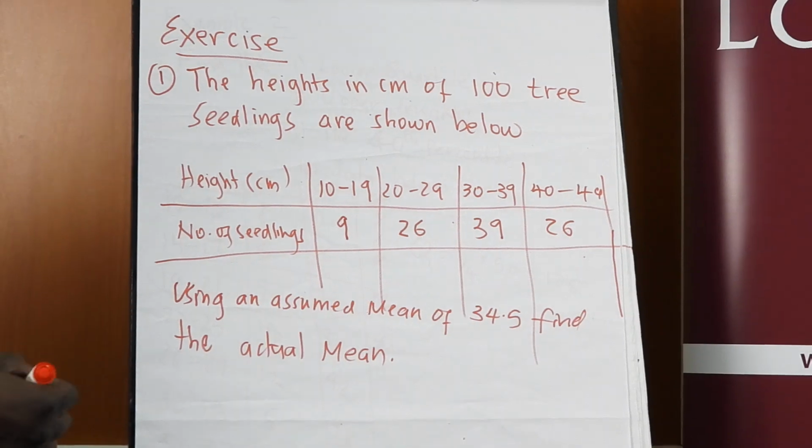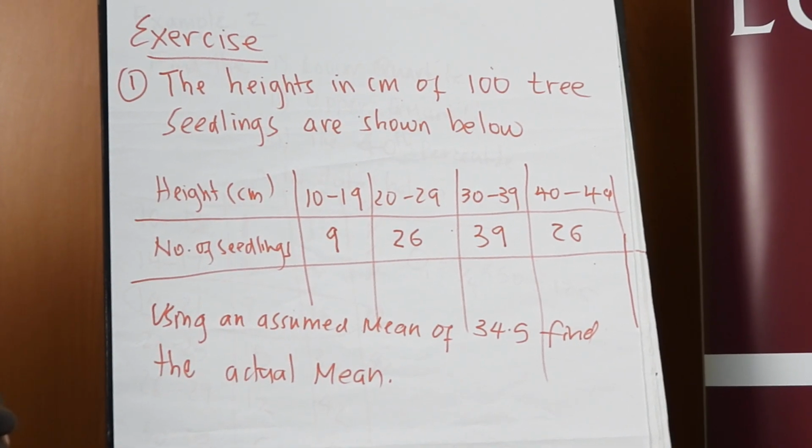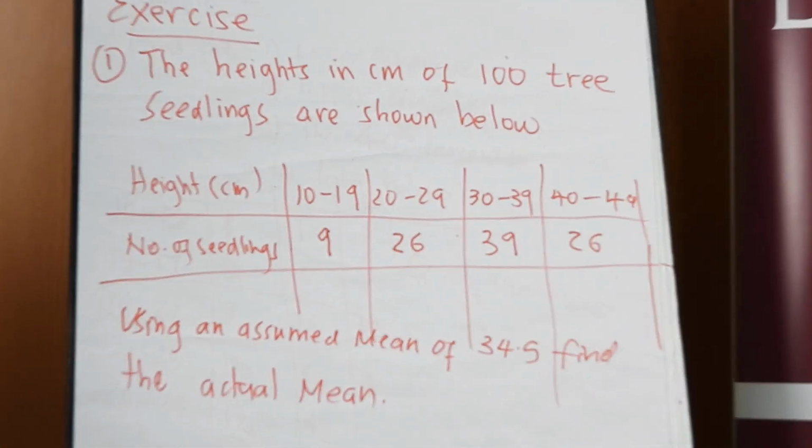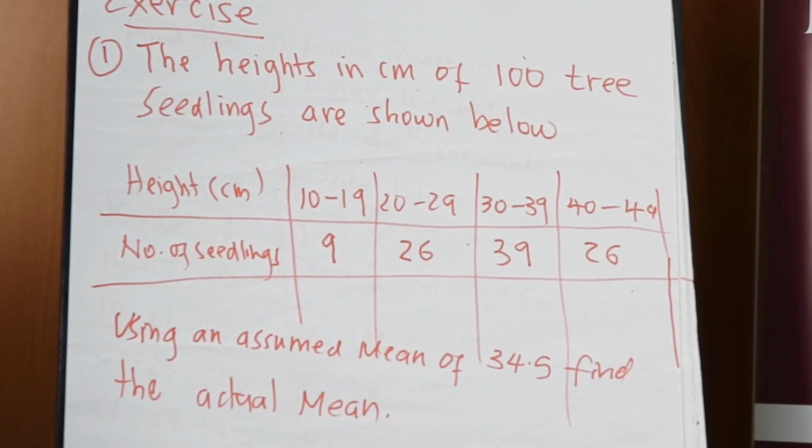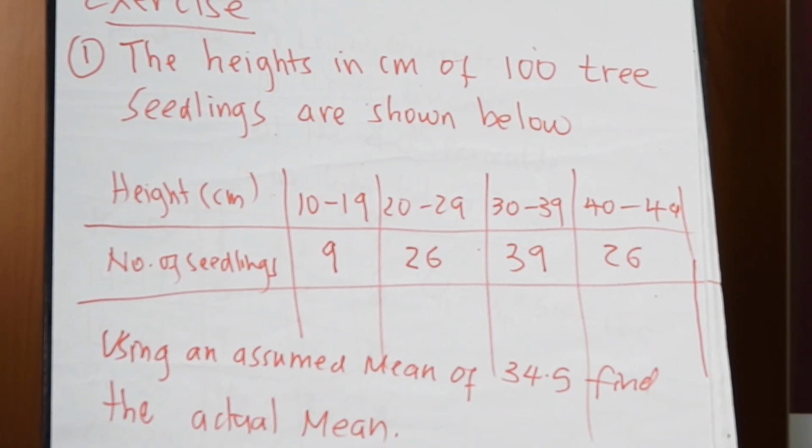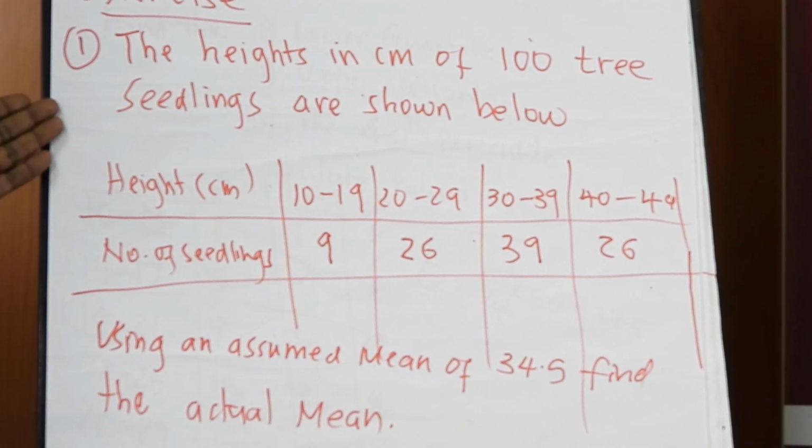Try this exercise using an assumed mean of 34.5. Find the actual mean for the data. The data is 10 to 19, the frequency is 9. That is the number of seedlings against the height.